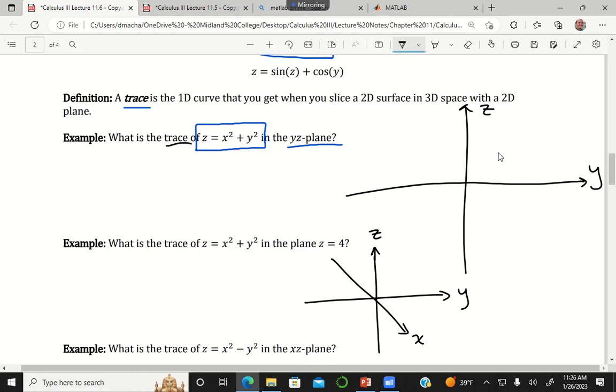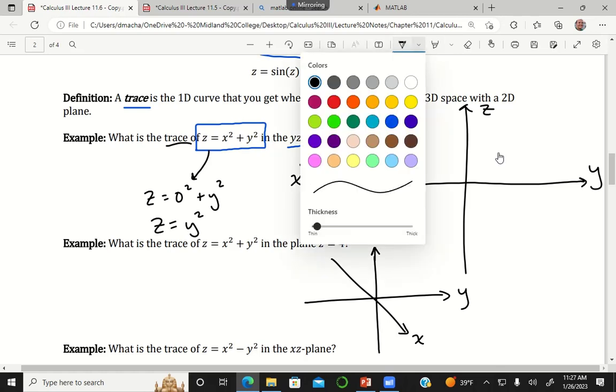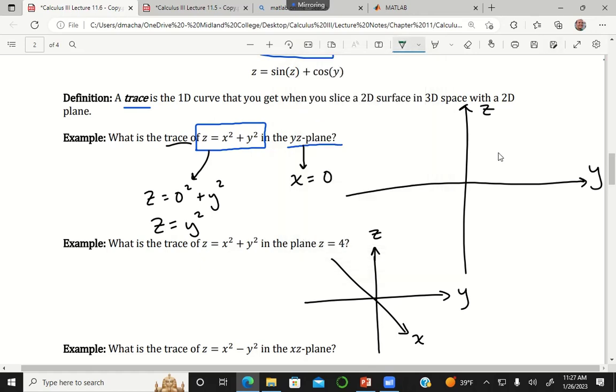And to find this, we just have to consider that in the YZ plane, there's one variable that's constant. In the YZ plane, we're saying that x is equal to 0. Everywhere inside the YZ plane, x is equal to 0. So I'm just going to take this and set x equal to 0. And then I get this function, z is equal to y squared. And you know what that function looks like, hopefully from algebra class. But in the YZ plane, z equals y squared would look like this. And so that is my trace.